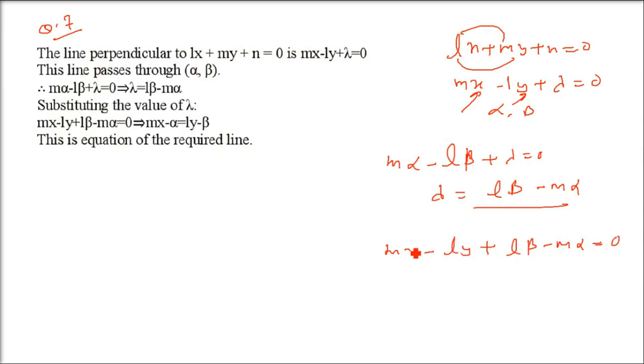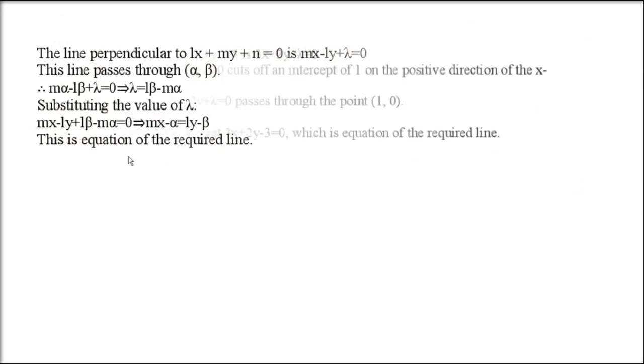And now you can take certain things common here. m common from mx minus m alpha, and l common from ly and l beta. So m into x minus alpha, I am taking this on the right hand side. This I am taking l common. It will be l into y minus beta. So this is your equation.